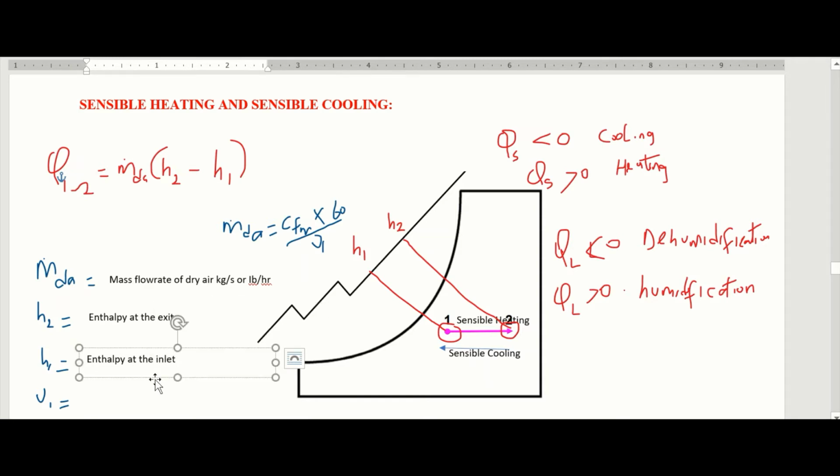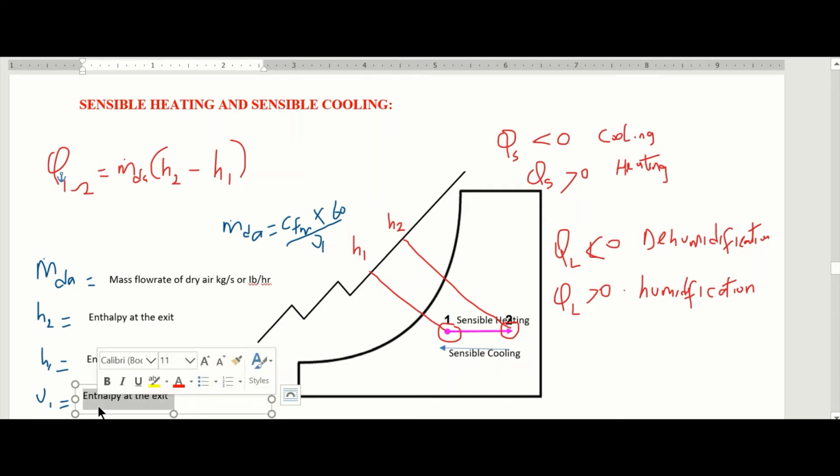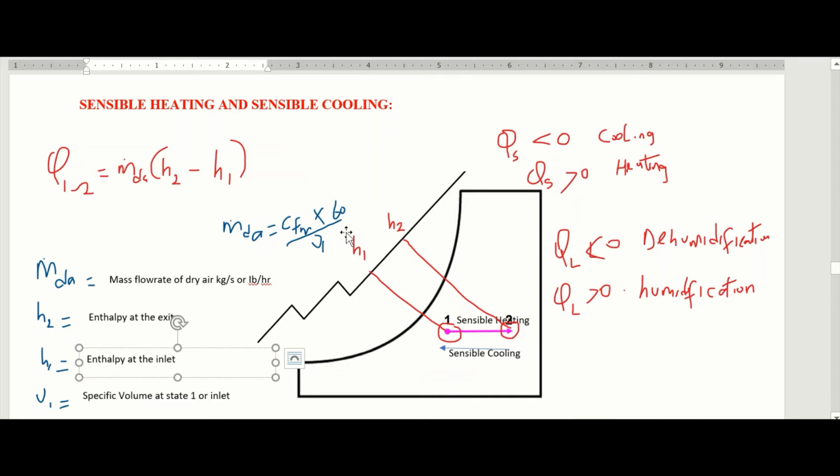All right. While our V1 is the specific volume at state 1, or at the inlet. So these are basic formulas we can use when we are solving questions for sensible heating or cooling.